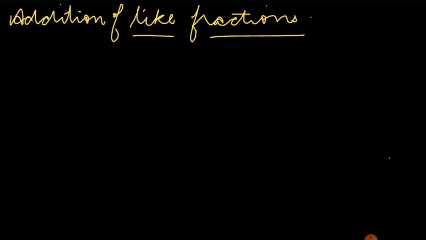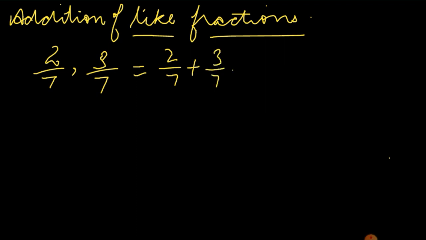Suppose I have taken 2 by 7 and 3 by 7. We have to add these fractions, so we will write 2 by 7 plus 3 by 7. Here 2 by 7 means 2 parts of 7 and 3 parts of 7. So the denominator will be 7, 2 plus 3, and the answer is 5 by 7. So it's quite easy to add like fractions or subtract like fractions.